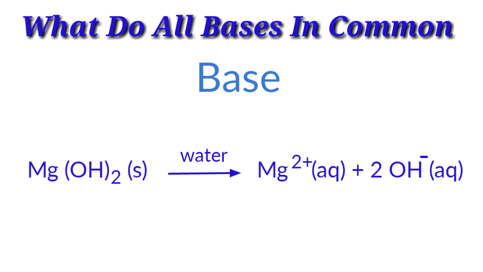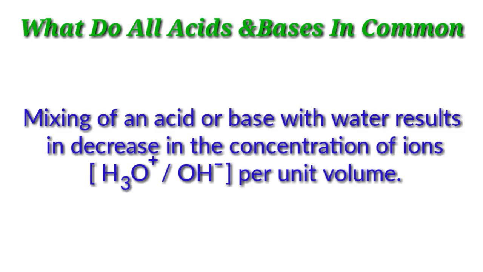So we can say that a common property for all the bases is that they all produce hydroxide ion when dissolved in water. Mixing an acid or base with water results in a decrease in the concentration of ions, that is H3O+ ion for acids and OH- ion for bases, per unit volume. Such a process is called dilution and the acid or the base is said to be diluted.